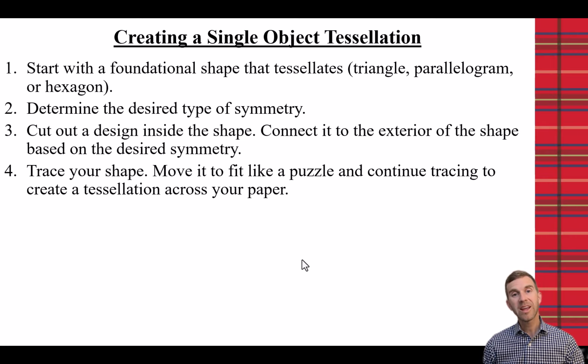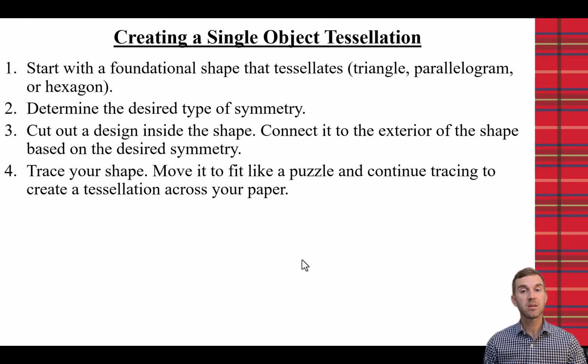Now, if you want to create a single object tessellation, you have to start with that foundational shape, whether that's a triangle, a parallelogram, or a hexagon. You then need to determine the type of symmetry you want. If you're going to do a translation symmetry, you cut out the design from one side and then move it to the other side, and that'll allow for the horizontal or vertical translation. If you want to do a reflection, you cut out from one side and you flip it and move it to the other side. And if you want a rotation, you would take out and cut from one side and then rotate it around a vertex to another side to allow for that rotation ability.